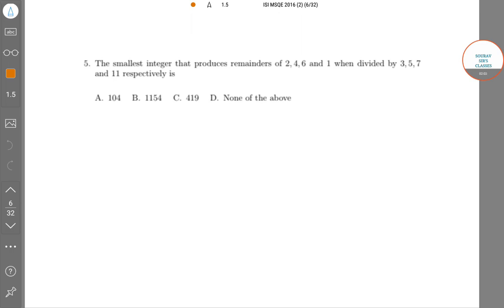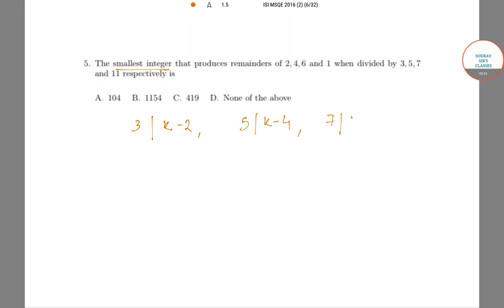We want to find the smallest integer that produces remainders of 2, 4, 6 and 1 when divided by 3, 5, 7 and 11 respectively. So 3 divides k − 2, 5 divides k − 4, 7 divides k − 6, 11 divides k − 1.